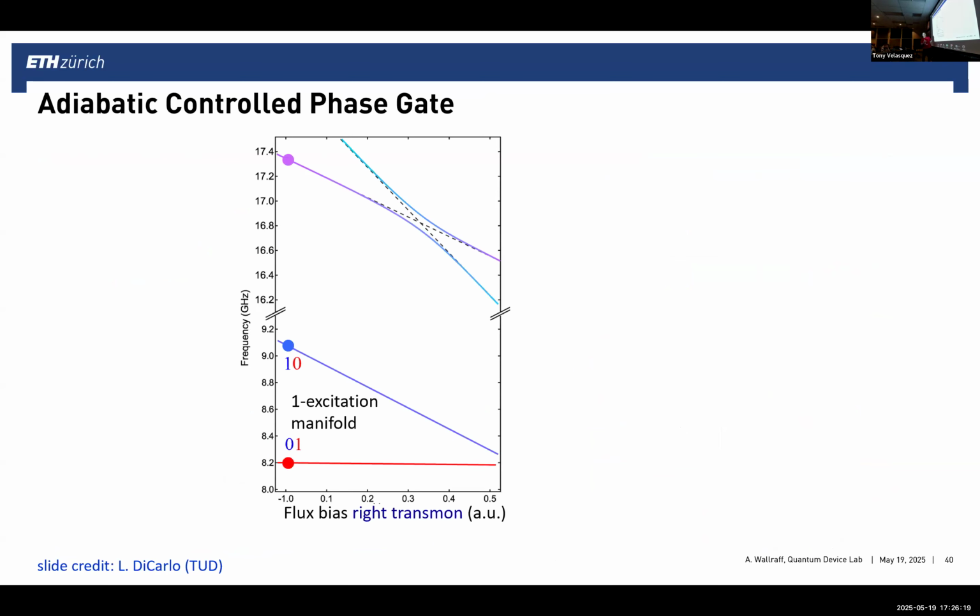So this is the 0,1 and the 1,0 excitation manifolds. And this relates to the question that was asked: the 1,0 and 0,1 would anticross somewhere here, while the 2,0 and the 1,1 would anticross up there at a different value of the magnetic field applied to one of the qubits.